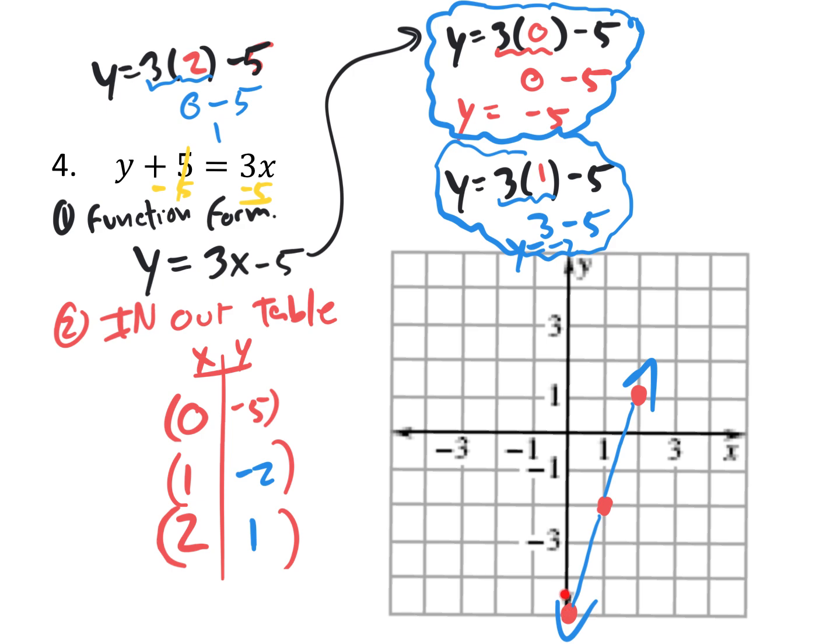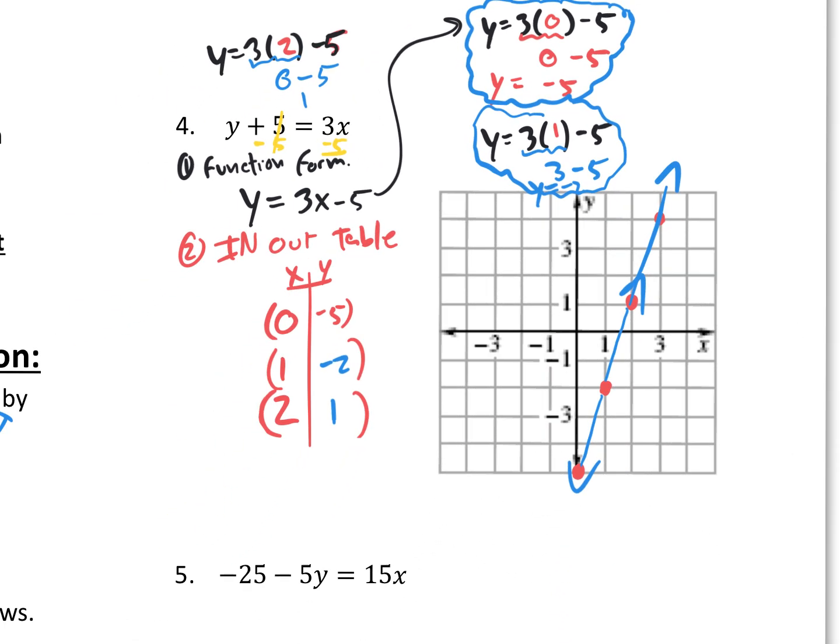From here to here, I'm going up 3 over 1, up 1, 2, 3 over 1. So if I wanted to make the line longer, I keep going up 1, 2, 3 over 1 and put a dot right there. So you can make this line as long as you want if you keep using that pattern of up 3 over 1. Anyway, that's how you do this.